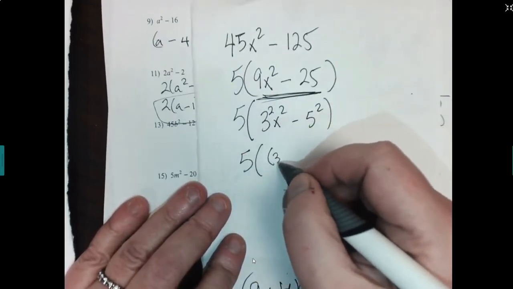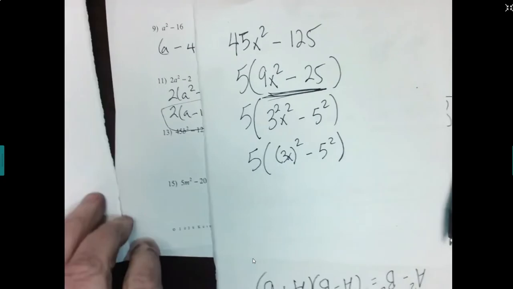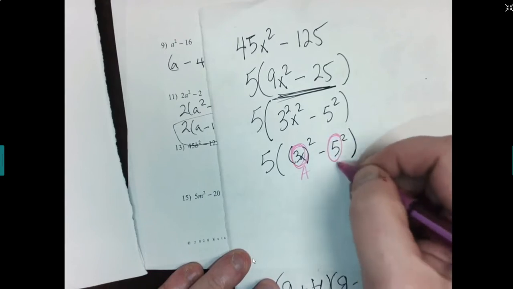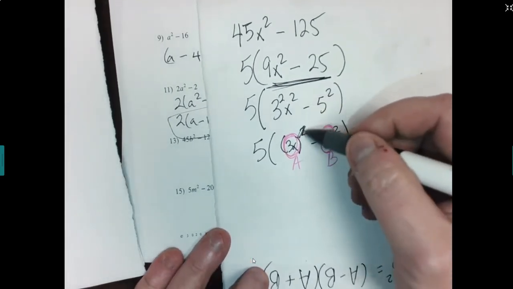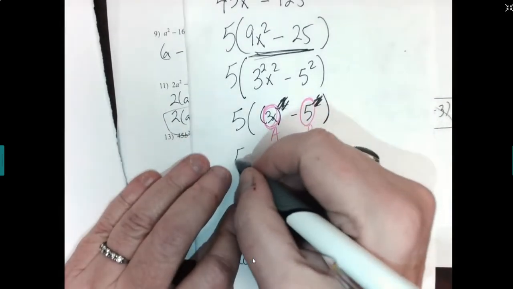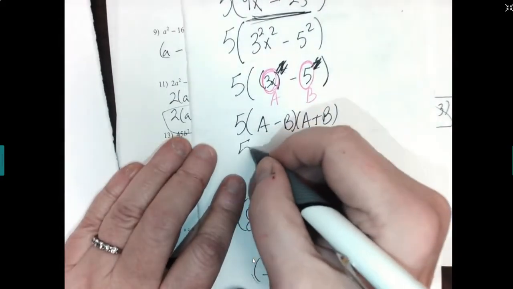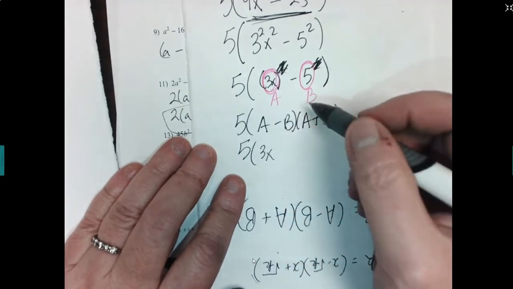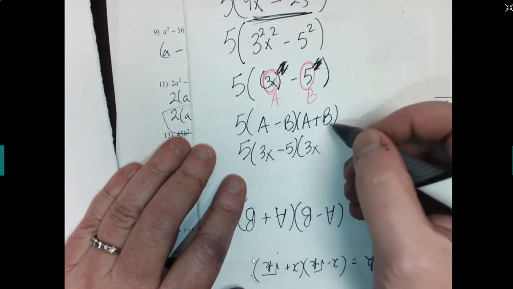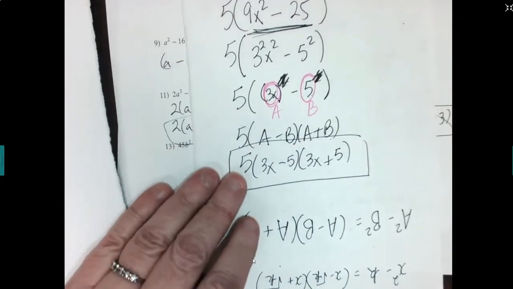So I can write this as 3x all squared minus 5 squared. Okay. Now what we have inside here, that's going to be my A, and that's going to be my B. And take your pen and just draw through that, because you don't want to write those in your formula. And so we're going to get 5 times 3x minus 5 times 3x plus 5. And that's going to be the answer for that one.